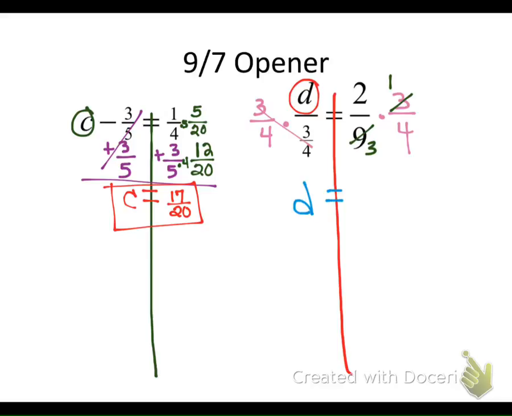2 and 4. What are they divisible by? So 2 divided by 2? 4 divided by 2? Okay. Now that I'm in simplest form, I do what?